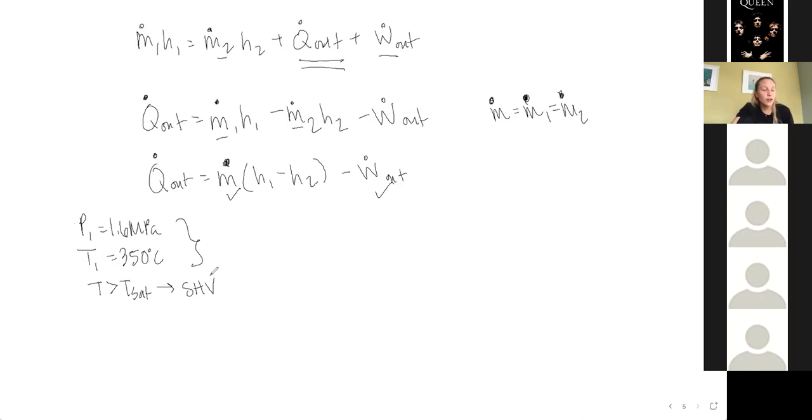it tells you in your saturated vapor table that your saturation temperature is 201.37 degrees Celsius. So we are confirmed to be higher than that. Looking at 1.6 megapascal and 350 degrees Celsius, we have an H value of 3,146.0 kilojoules per kilogram.